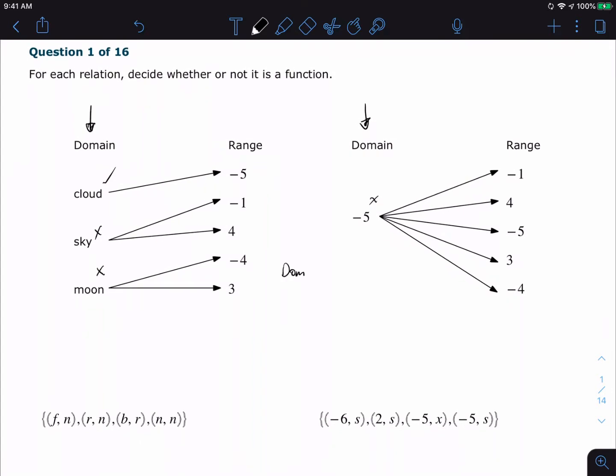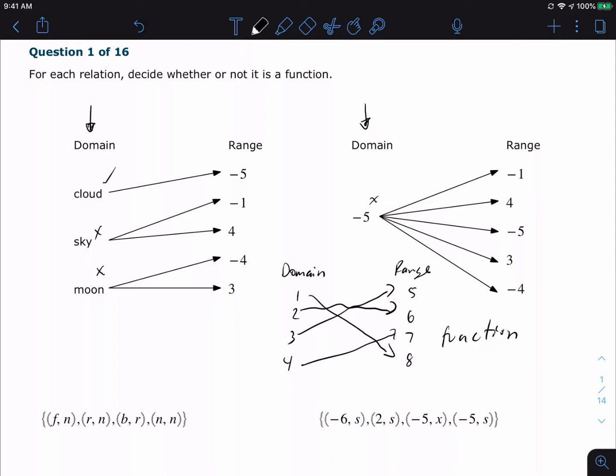So if I had a domain and I had a range and I had like 1, 2, 3, 4, and this went to 5, 6, 7, 8. If 1 went to 8 and 2 went to 6 and 3 went to 5 and 4 went to 7, this would be a function, and the reason it's a function is because you can see that each of the domains is going to a unique range. Does that make sense? So that is a function.